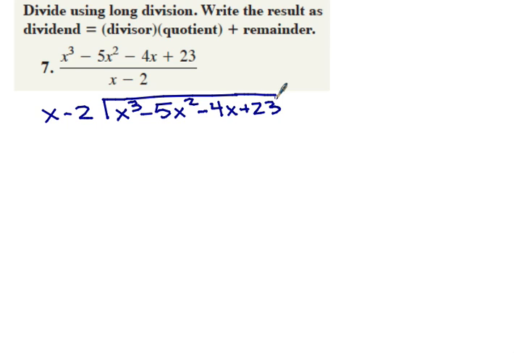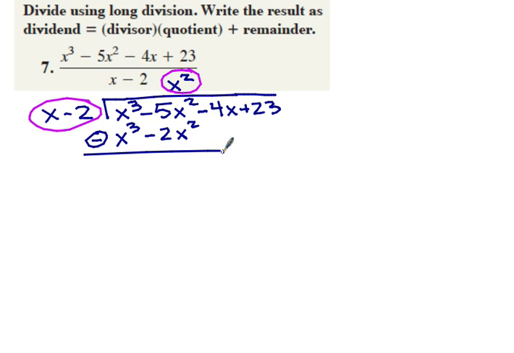X times x squared. Good. So this will be x squared is what we would multiply by, or if we factored it out, might be another way to think about it. Then we're going to take that and multiply it by this, which will give us x cubed minus 2x squared. And then we'll just subtract this whole thing.